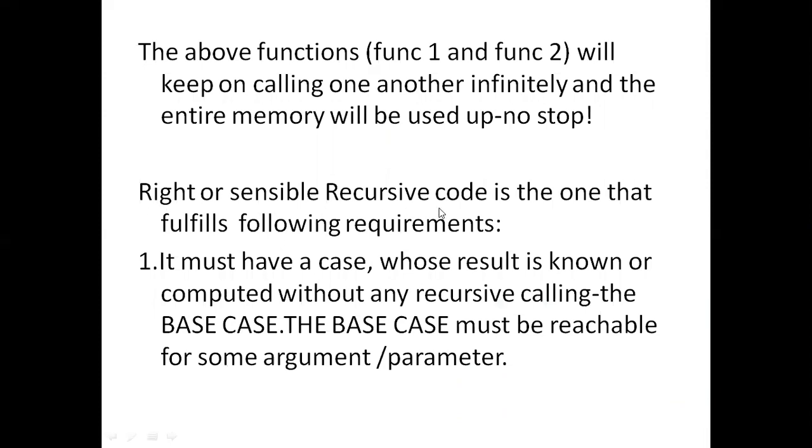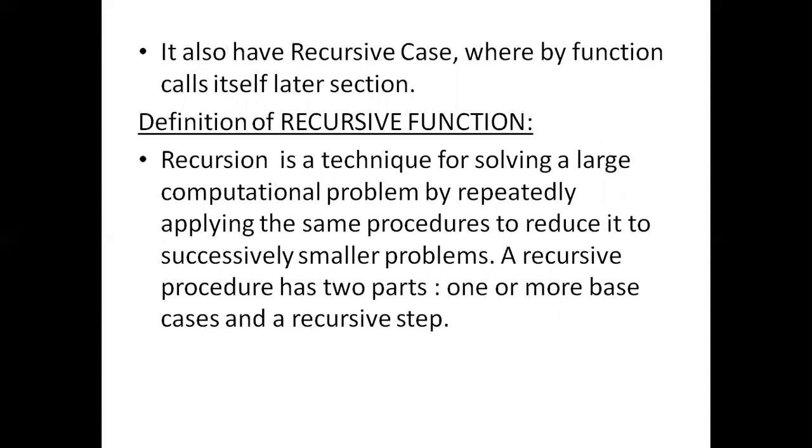So the right or sensible recursive code is the one that fulfills the following requirements. It must have a case whose result is known or computed without any recursive calling, the base case. The base case must be reachable for some argument, and it also has the recursive case where the function calls itself. Now, what is the definition? Recursion is a technique for solving a large computational problem by repeatedly applying the same procedure to reduce it to successively smaller problems. So a recursive procedure has two parts: one or more base cases and recursive steps.